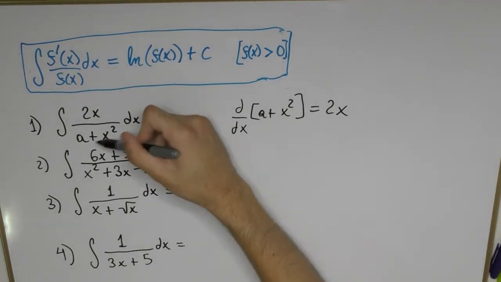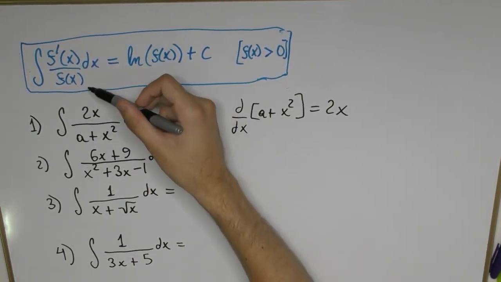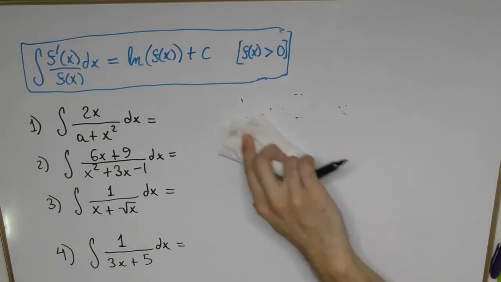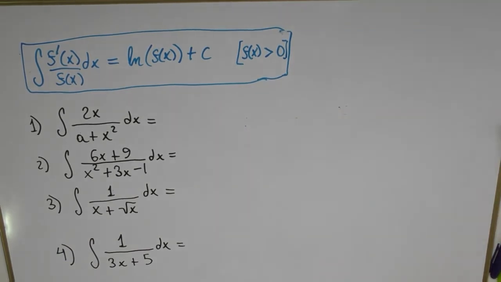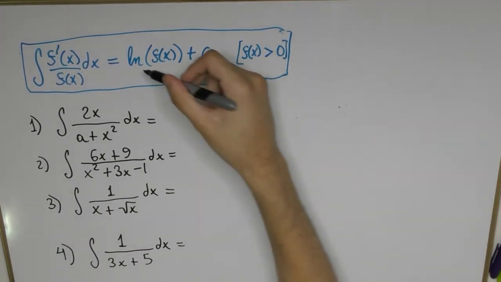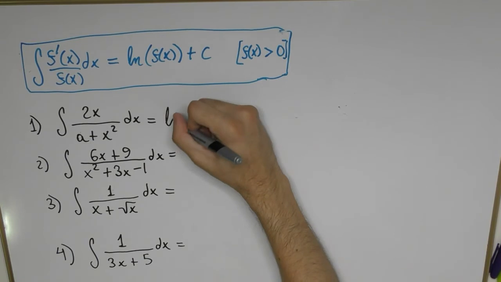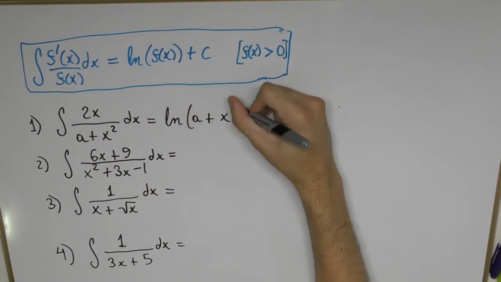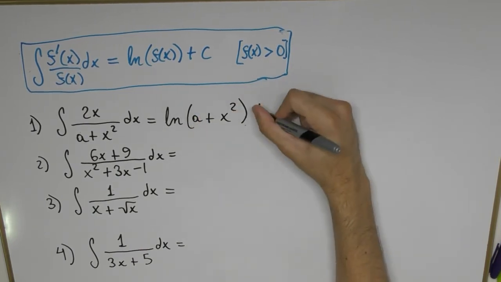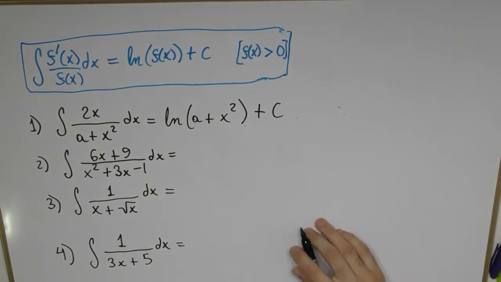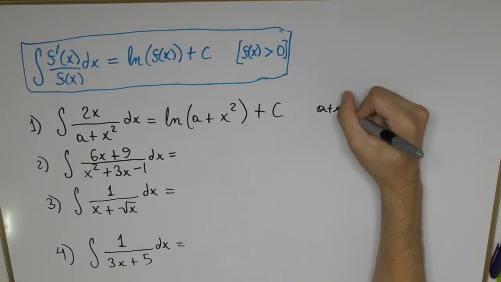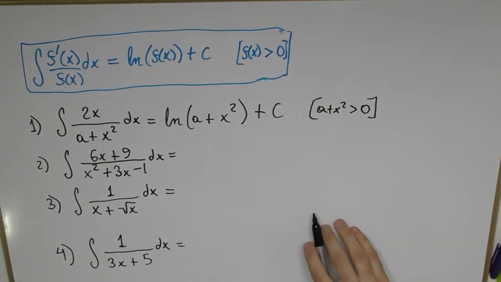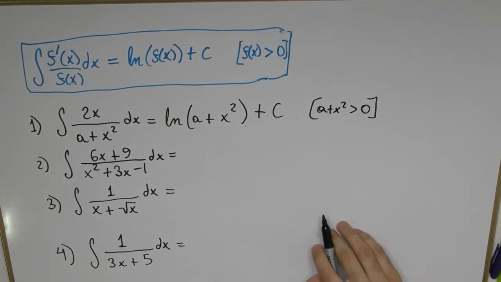So it looks like this integral is already in the form that we desire, which is the numerator is the derivative of the denominator. So now we're going to integrate that using this general formula. And as we expect, that's just going to be the natural log of the argument at the bottom, so that's a plus x squared, plus the constant c. And of course, we should say that a plus x squared is going to be greater than 0. So that's the values of x for which this function is defined.